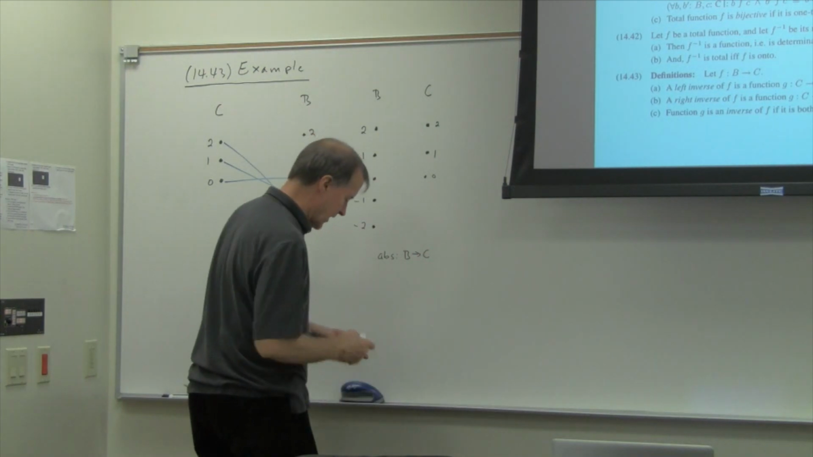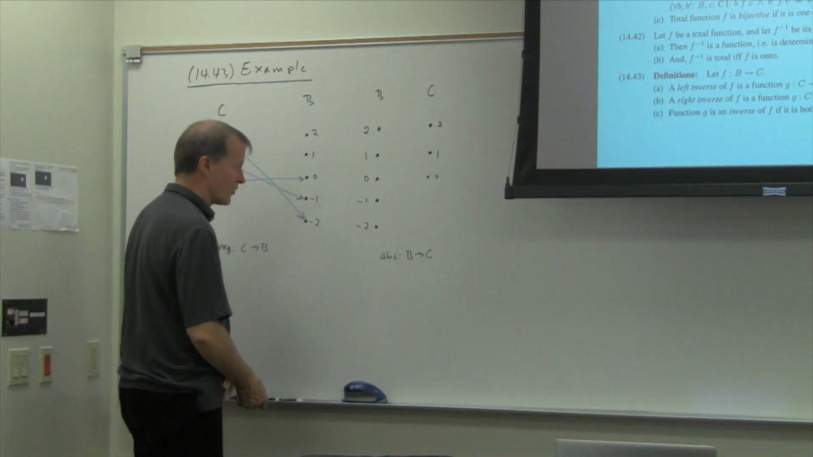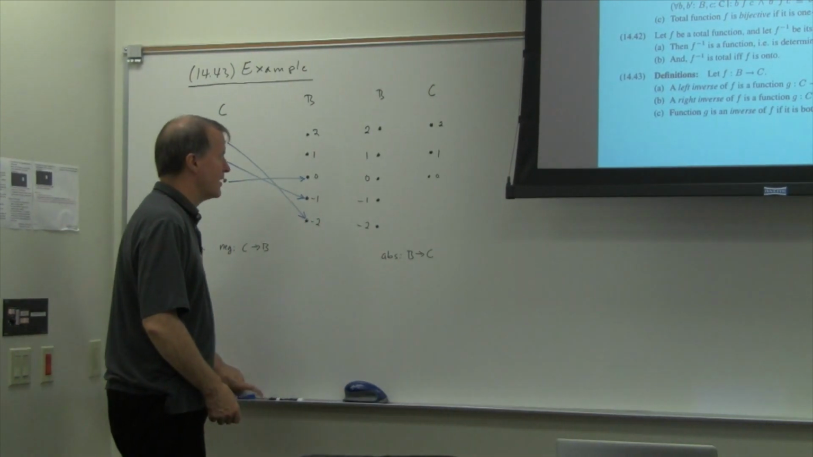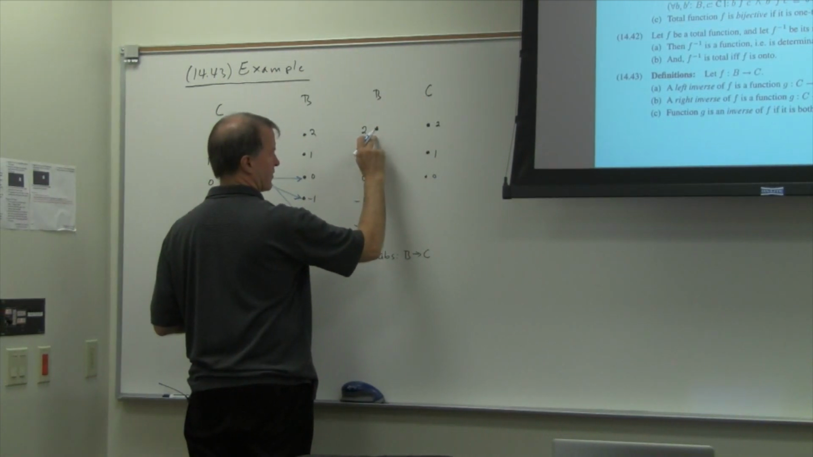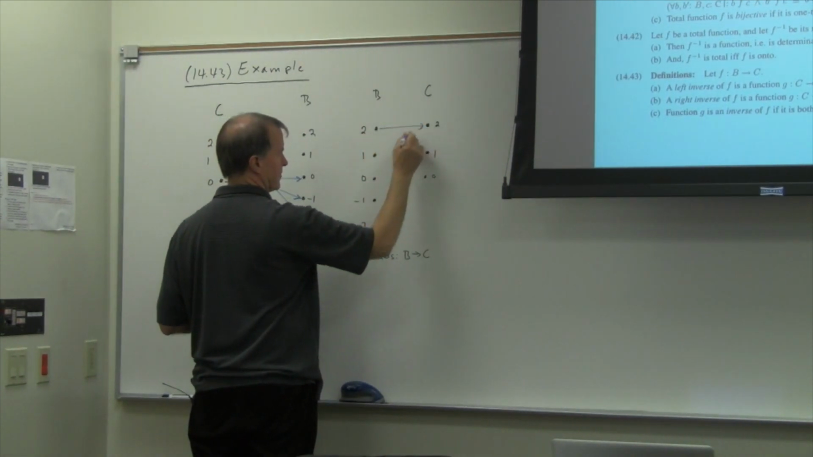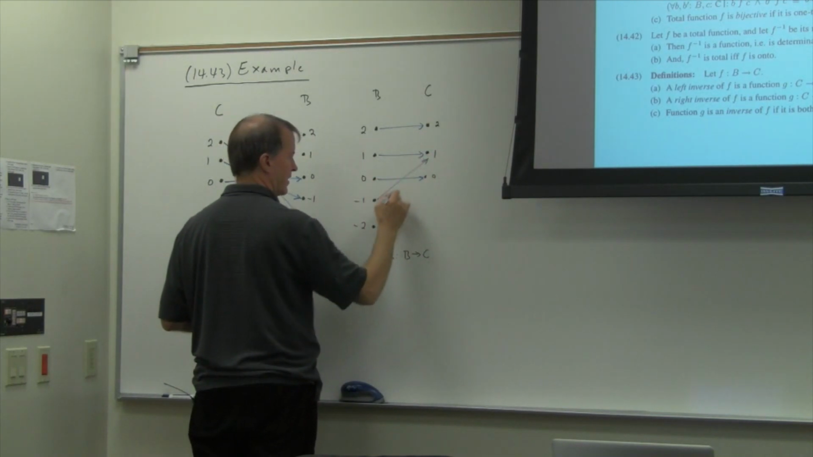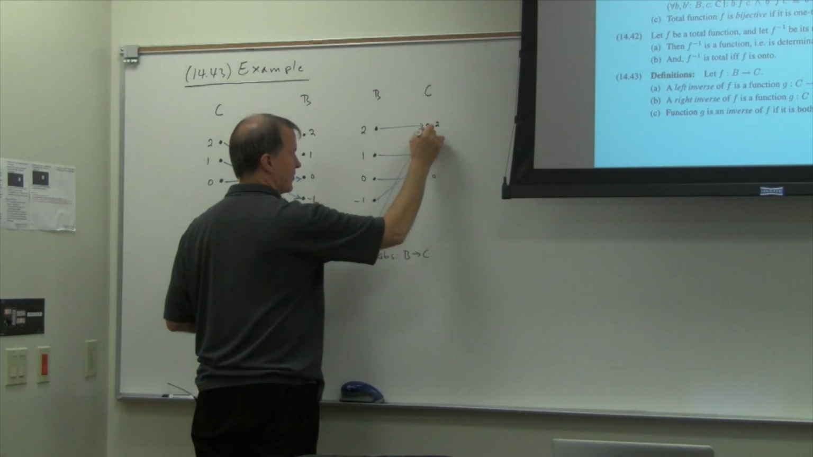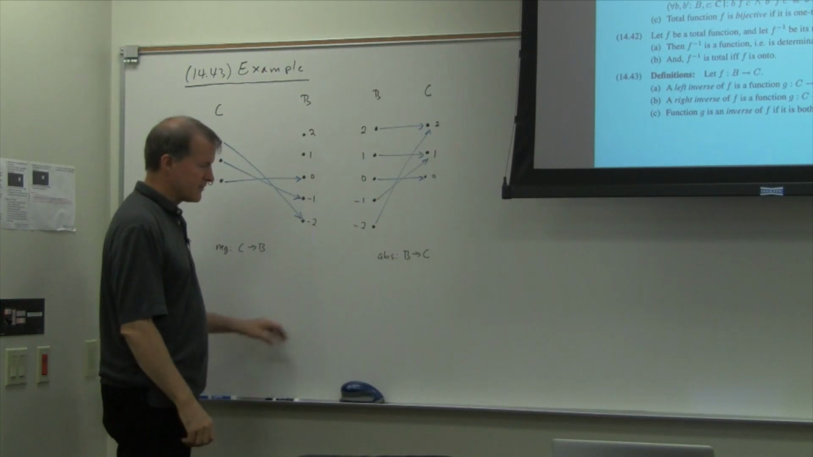Okay? And how does the absolute value function work? It maps a number to its absolute value. Yeah, so 2 would map to 2, 1 to 1, 0 to 0, negative 1 to 1, and negative 2 to 2. Now let's do the 4 properties of this.